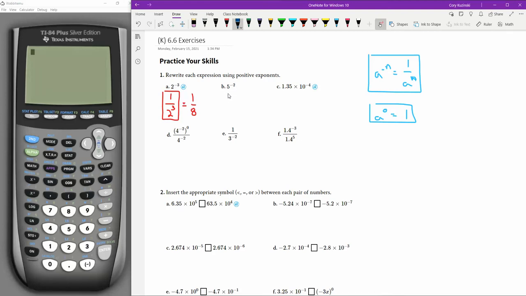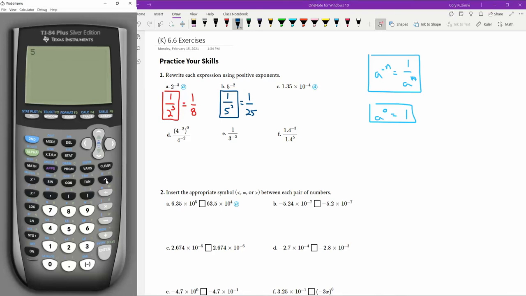So 5 to the negative 2, that's like 1 over 5 squared, also known as 1/25th. And maybe a calculator here to show this. 5 to the power of negative 2, 1 over 5 to the power of positive 2, 1 over 25. They're all the same thing.